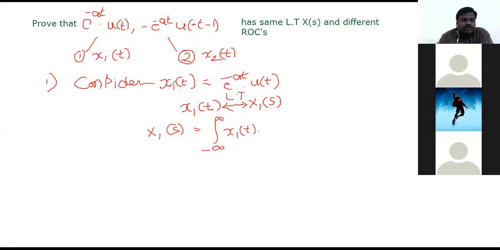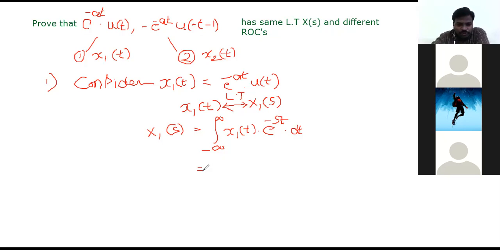Okay. So this is the case. Now we are considering the first function x1 of t is equal to e power minus at into u of t. Later, we have defined the Laplace transform pair x1 of t and x1 of s. After that, we are going to see the basic definition of x1 of s. So according to that basic definition, the integral from minus infinity to infinity of x1 of t into e power minus s t dt, right?